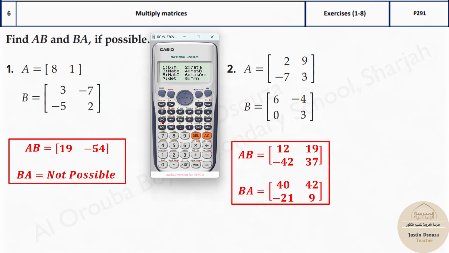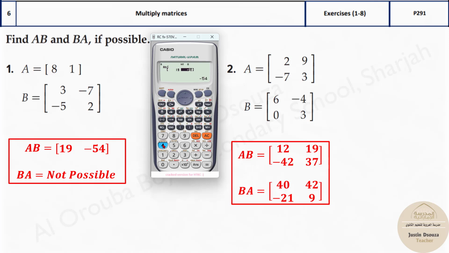Now Shift 4, press dimension and type the matrix B, that is option 2. This is 2 cross 2, that's option number 5. And now we have 3, minus 7, minus 5 and positive 2. Both the matrices are saved now. All you need to do is Shift 4, option 3 for matrix A, multiplied by Shift 4 and option 4. When you press equal to, you're getting the matrix 19 and minus 54.